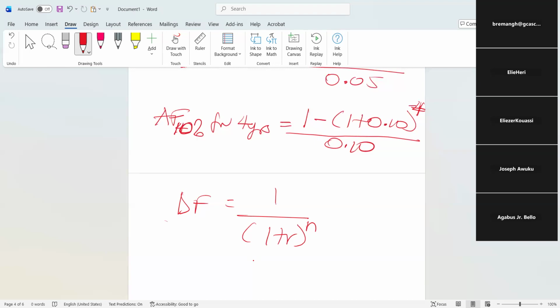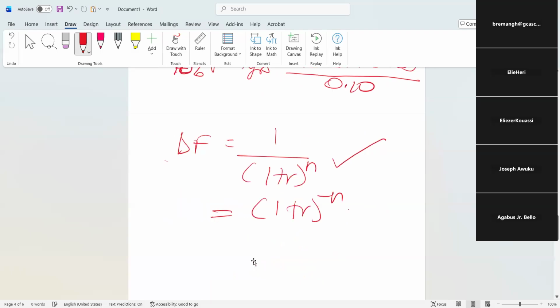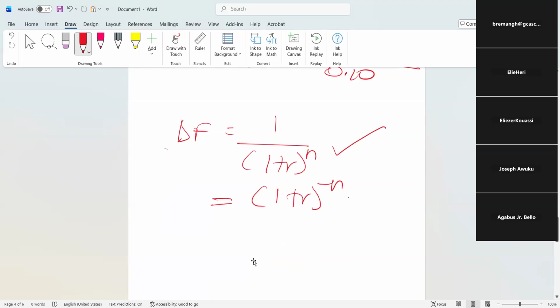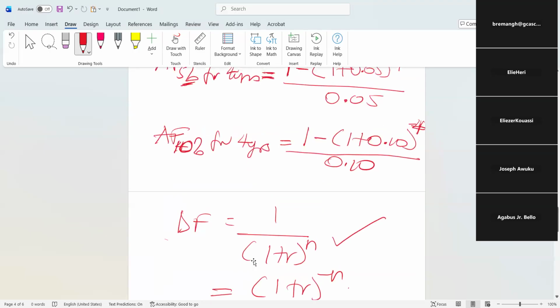Now, do you know that this formula can be written also as 1 plus R to the power -N? You can also rewrite it like this. I don't want to sound so much like calculus, but I don't want to go there. Already the formulas are scaring some of us, and looking at those things creates problems. Okay, it's okay. Thank you.